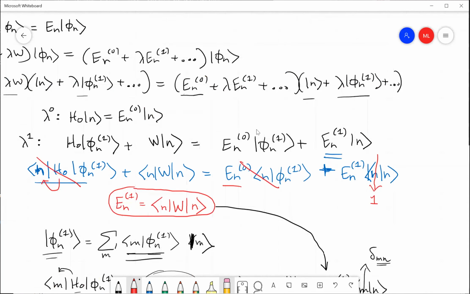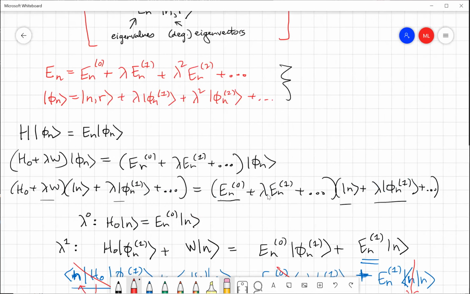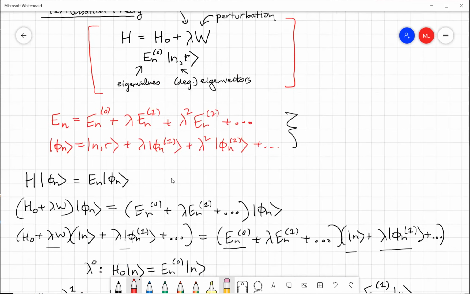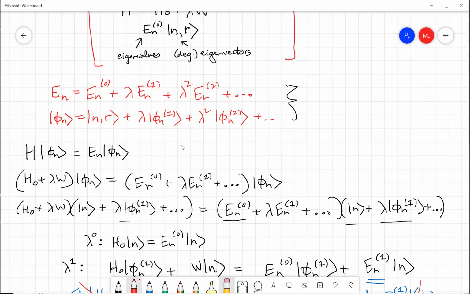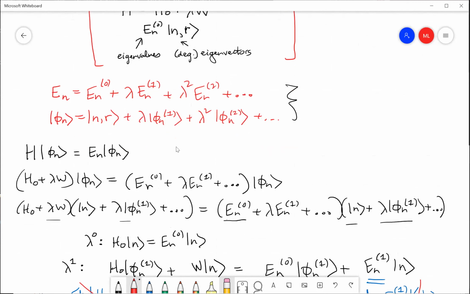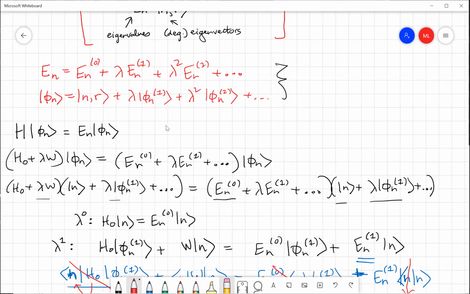There's nothing particularly fancy about what we did. It's just a lot of algebra. You just say, I want the eigenstates as a Taylor series. I want the states as a Taylor series. I know that the unperturbed states form a basis for my Hilbert space. And so I can just figure everything out from there.